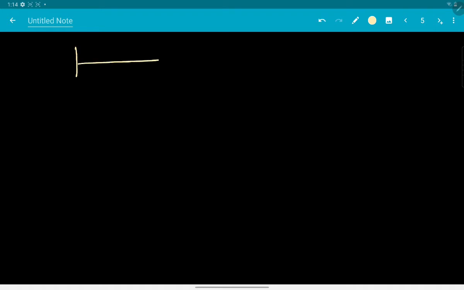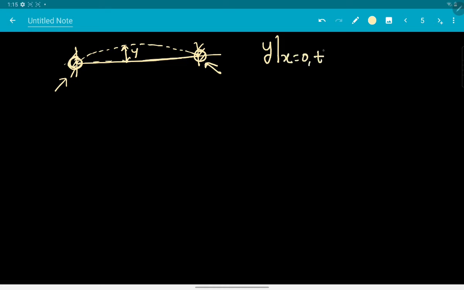This is the string that we were talking about, and this was the profile of the string, and we said that this is y, how much it has shifted with respect to the mean position. Now boundary conditions refer to the two points at the left end and right end. What we know is that y at x equal to 0, for all time, should be equal to 0. Similarly, y at x equal to L, for all time, should be equal to 0.